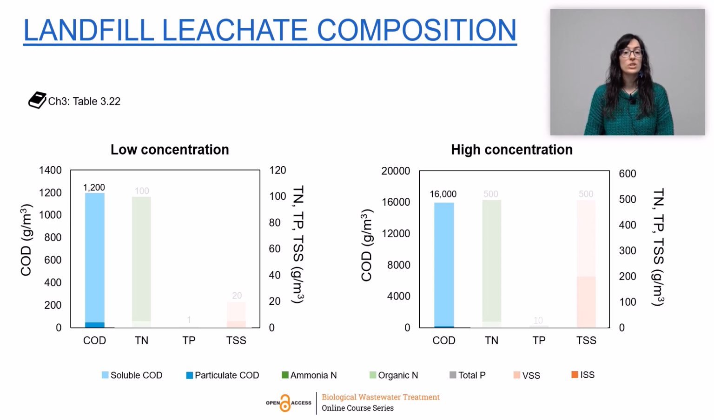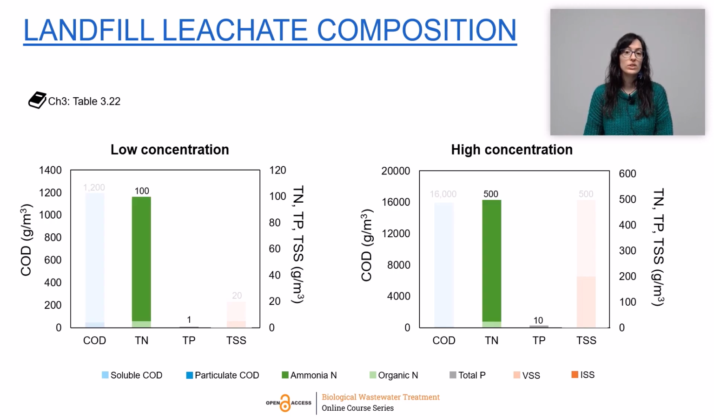If we look first at the COD concentrations, we can see that they can change between 1 and 16,000 grams per cubic meter. And we can also see that the COD is mainly soluble and there's only a very small fraction that is particulate.